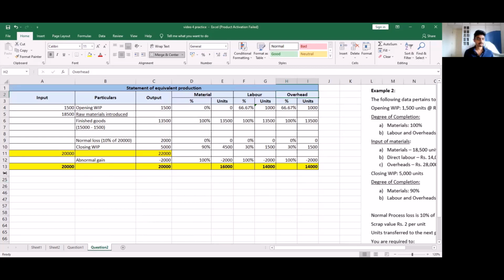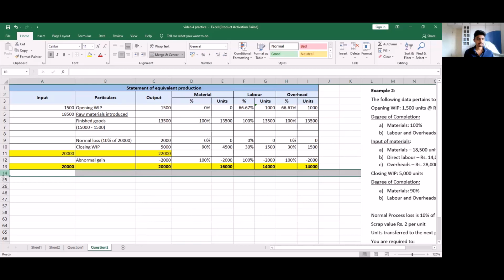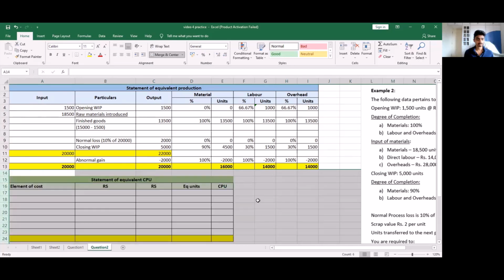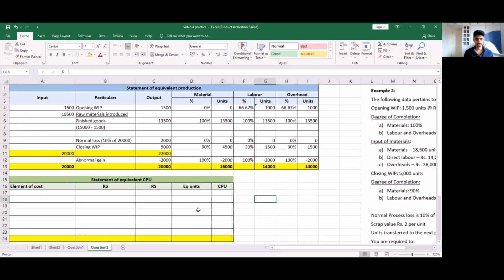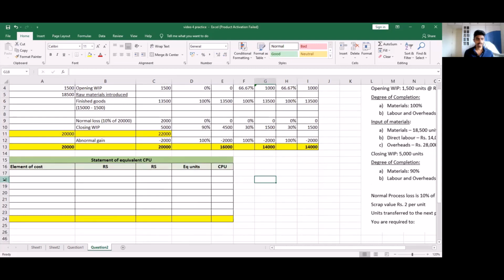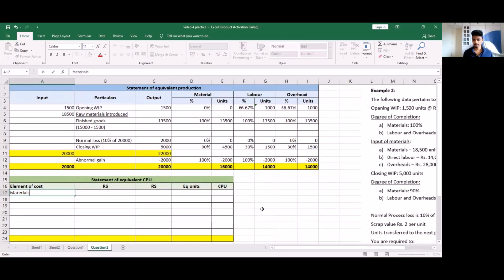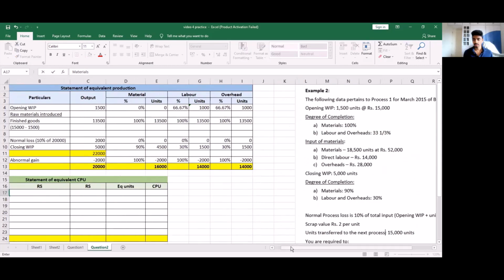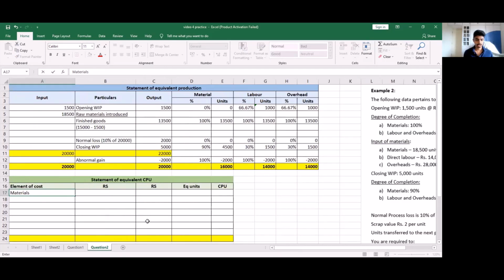Our next account is our statement of equivalent cost per unit. We already know the format of this account. So first, we have our element of cost. Our first item is going to be materials. For materials, we are given that the cost is 52,000. So we will mention this in the first rupees column.